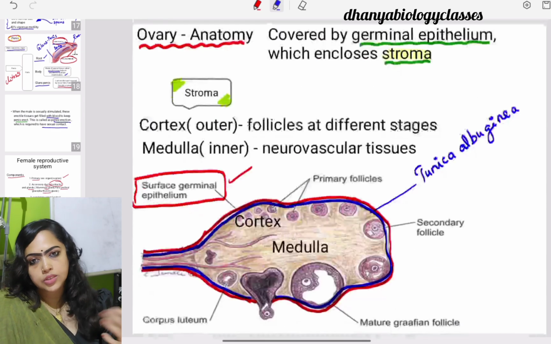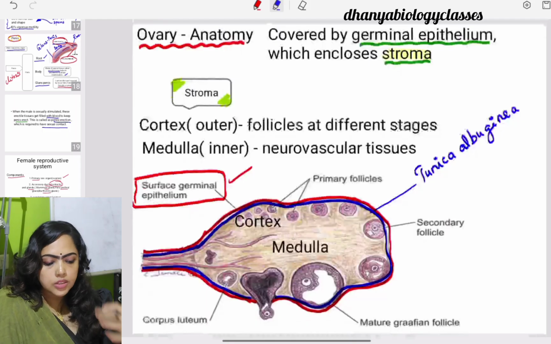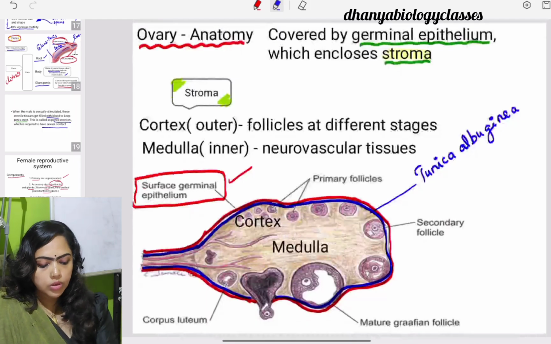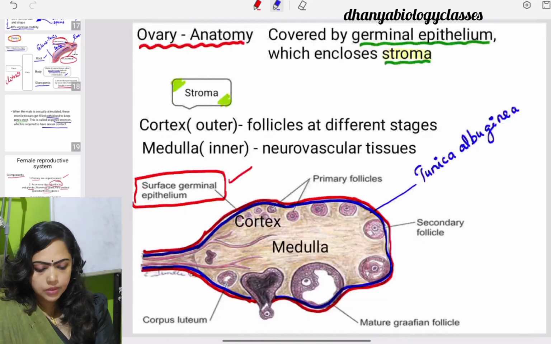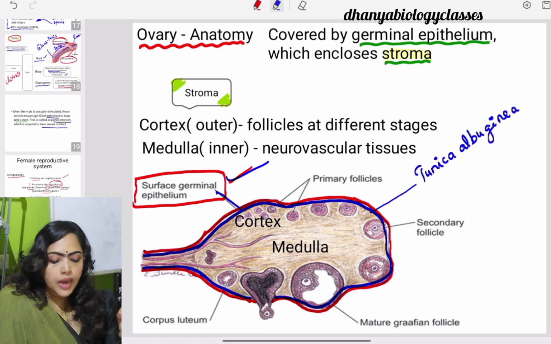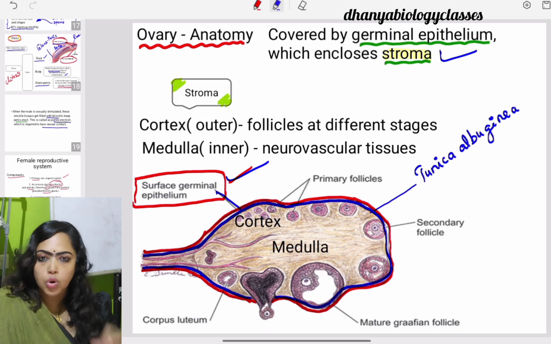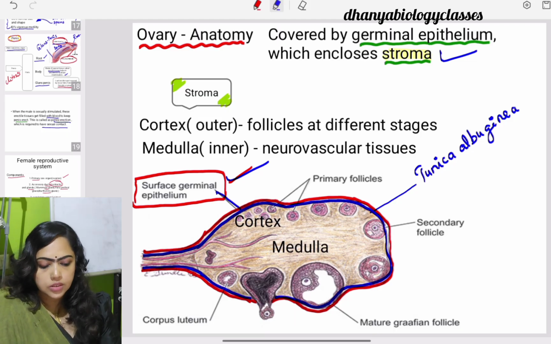And then next is the anatomy of the ovary. It is covered by germinal epithelium, a layer called what? So this is the germinal epithelium. This is the germinal epithelium. And it encloses a part called what? Stroma.